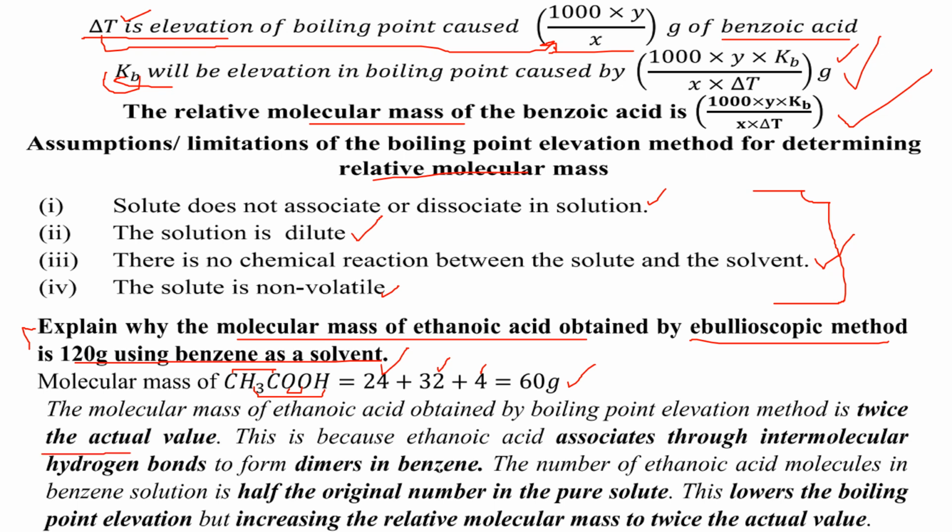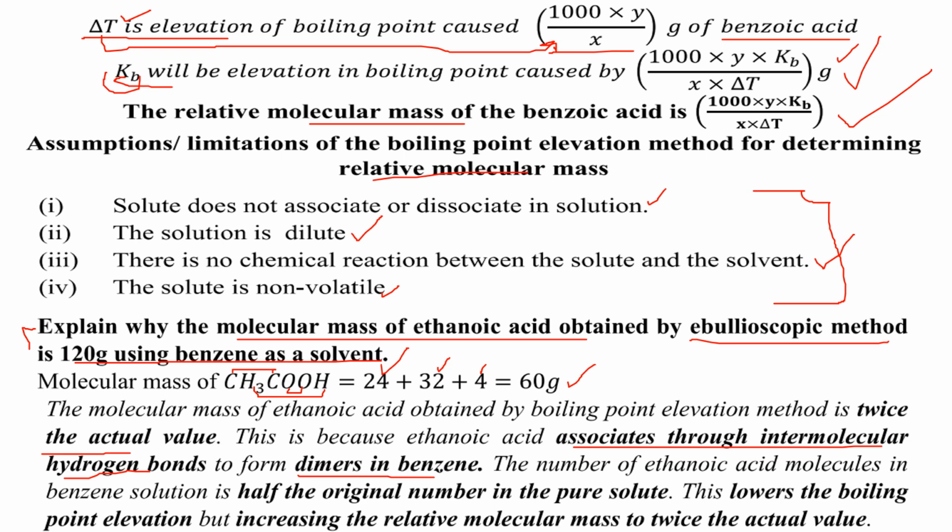Why is this the case? This is because the solid is going to associate through intermolecular hydrogen bonds. Now, intermolecular hydrogen bonds are the bonds formed between oxygen and hydrogen between different molecules of ethanoic acid. That's what we call intermolecular hydrogen bonds. And once we are forming those intermolecular hydrogen bonds, we form dimers.